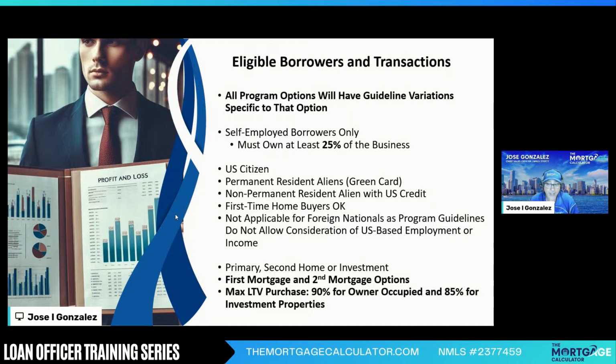to that investor. By investor, I'm speaking about the company buying the loans, not your investor who you're making a loan to. So our eligible borrowers here would be U.S. citizens, permanent resident aliens, non-permanent resident aliens, obviously with U.S. credit, and if they're a non-permanent resident alien, they're also going to have a work authorization as well for this program. First-time home buyers are okay.